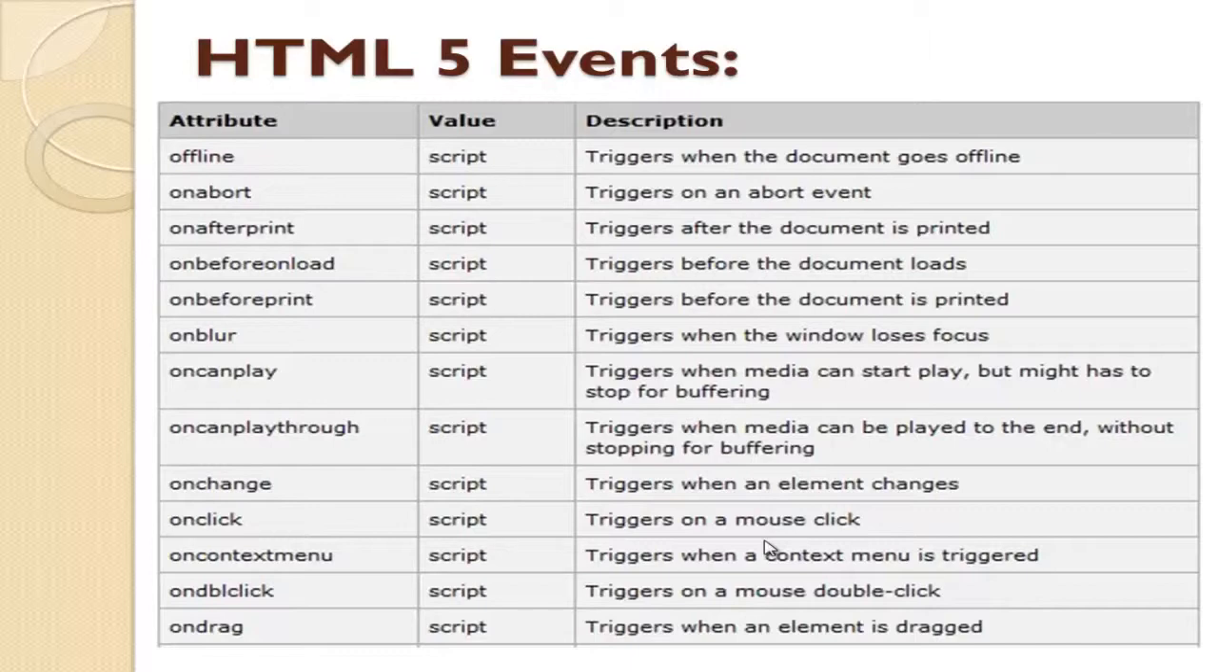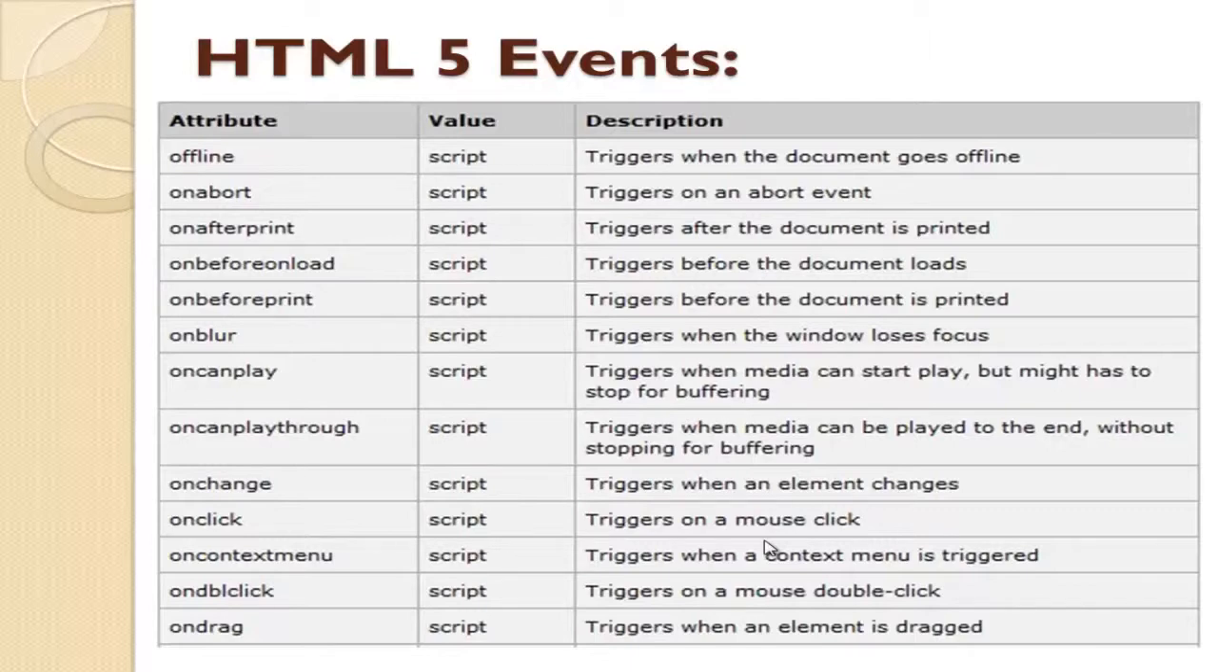Oncanplay triggers when media can start to play but might have to stop for buffering. This function can be used where you are showing any video and then the video is stopped due to buffering, and in between these two stages you can show your ad or any message that your internet is slow or the video is buffering, please wait, something like this. Next is oncanplaythrough. It triggers when media can be played to the end without stopping for buffering.